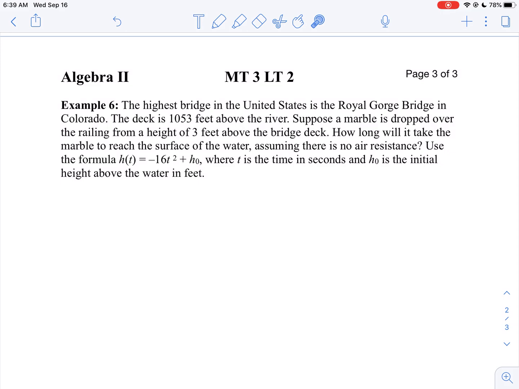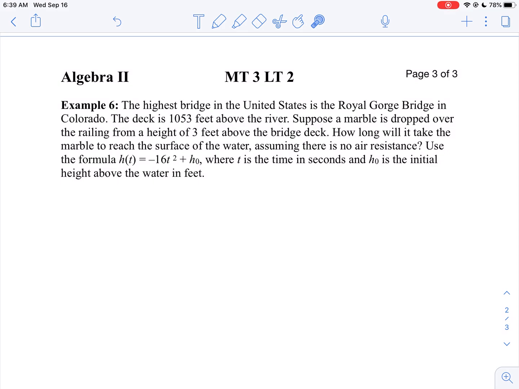Suppose a marble is dropped over the railing from a height 3 feet above the bridge deck. So in other words, you're standing on the bridge, about 3 feet above the base of the bridge where you stand, and you drop this marble. How long will it take the marble to reach the surface of the water, assuming there's no air resistance?